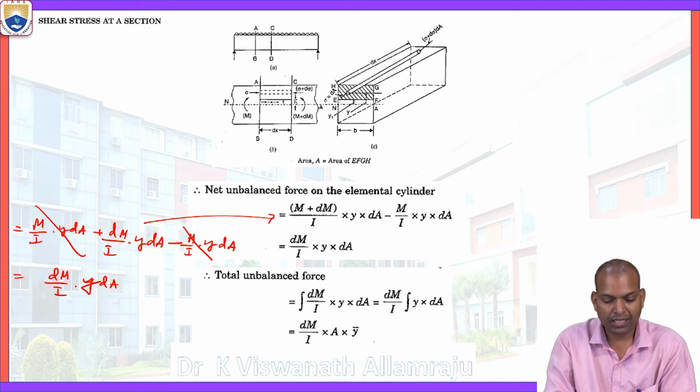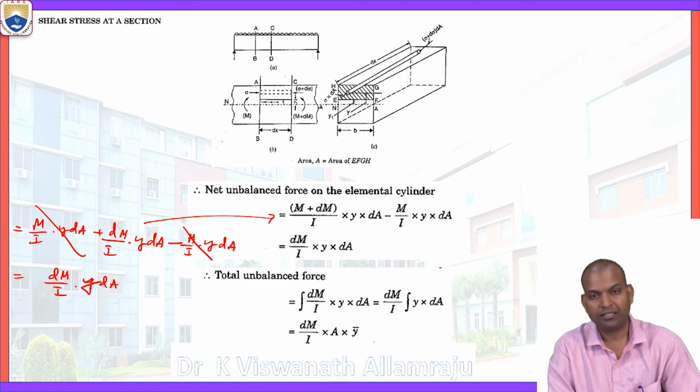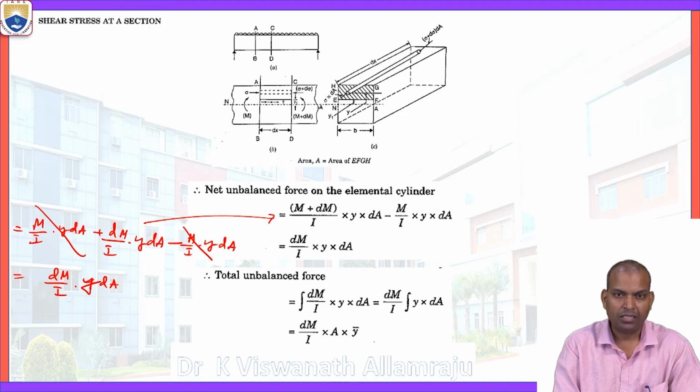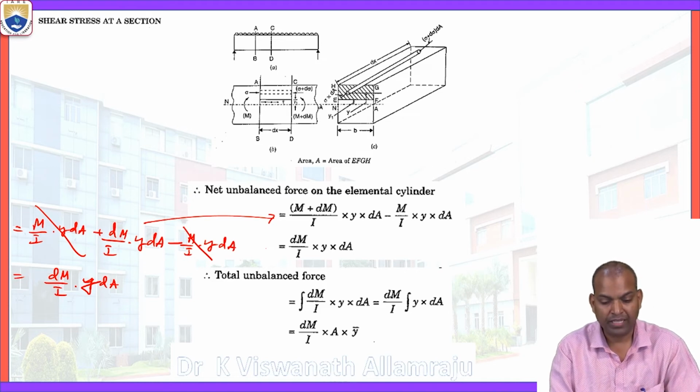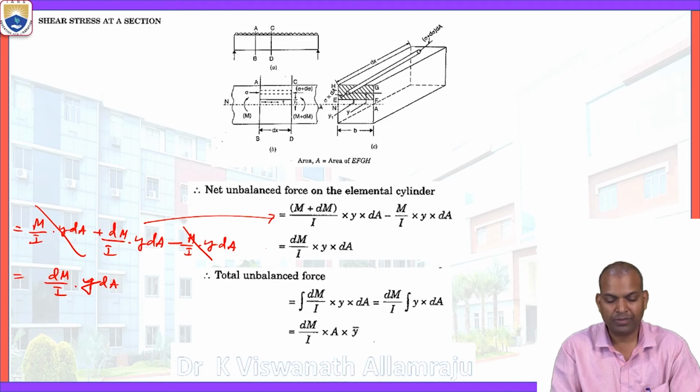Now this is the net unbalanced force on the elemental cylinder, where dM is the change of moment of resistance, I is the second moment of area, y is the distance of the EF layer from the neutral axis, and dA is the elemental area.